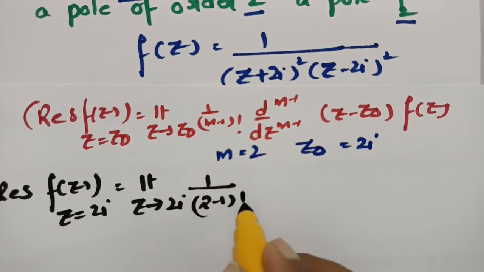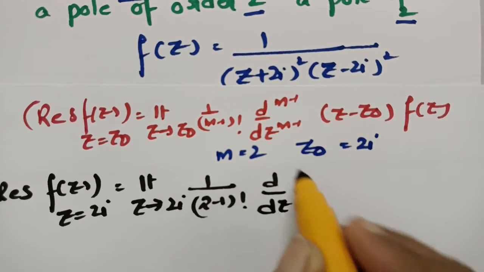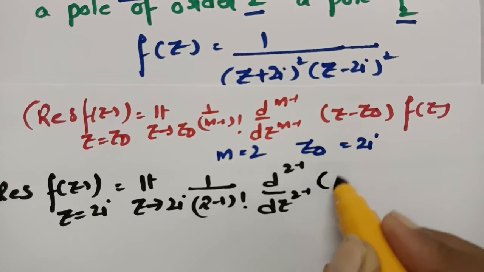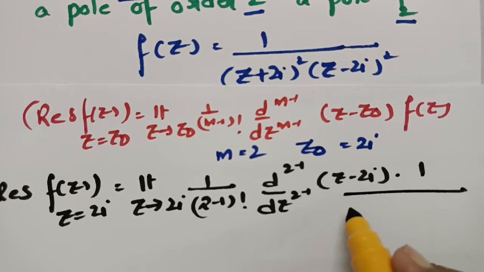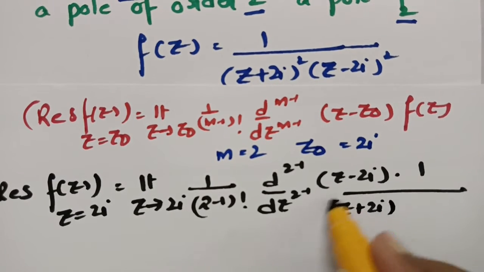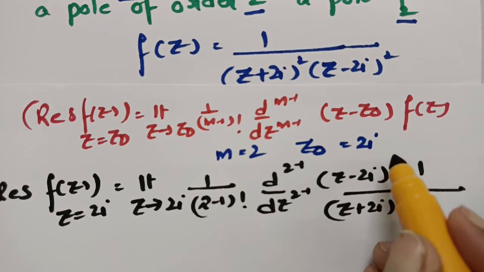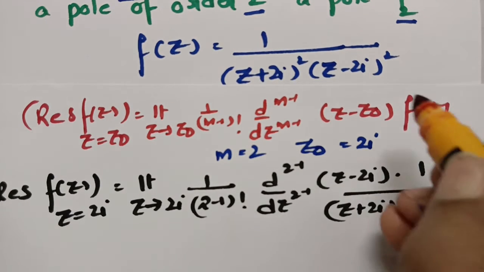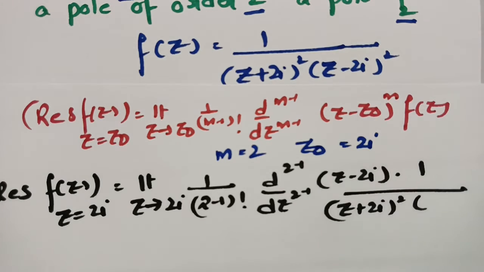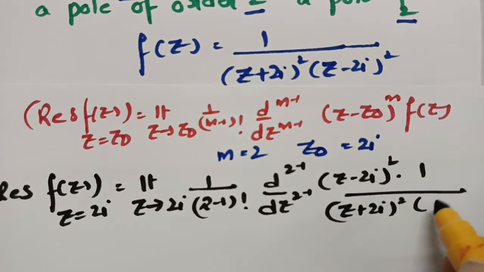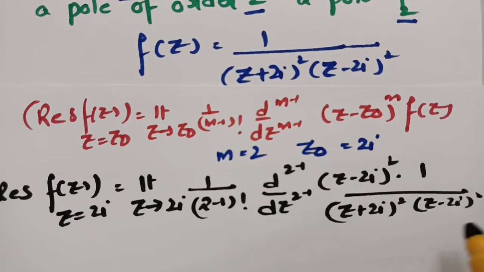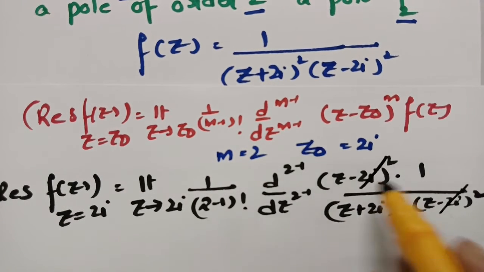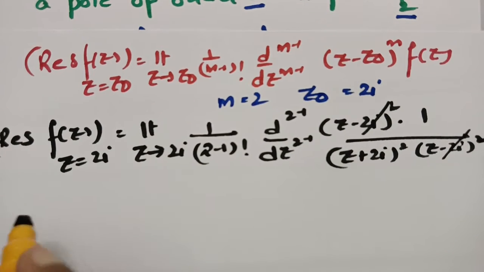So that is (2 minus 1) factorial into d by dz to the power 2 minus 1, into (z minus 2i)² into f of z. So f of z is 1 by (z plus 2i)² into (z minus 2i)², where the power m is 2 and z₀ is 2i. Now I can cancel (z minus 2i)² in the numerator as well as the denominator, and (2 minus 1) factorial is again 1.